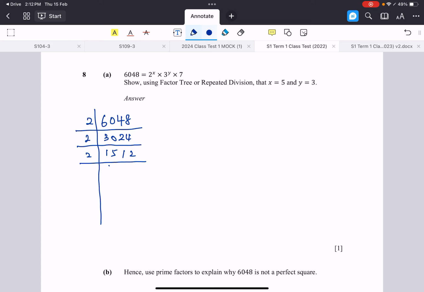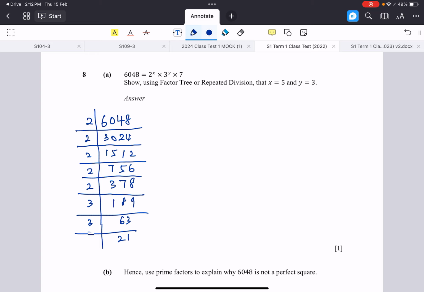This will give us 756. Again, continue to divide by 2. It's still good. So it's even number. We can keep dividing it by 2. 189. Okay, over here, I can't divide by 2 anymore, so we divide by 3. We get 63. Again, divide by 3. We get 21. And then we can continue to divide by 3.